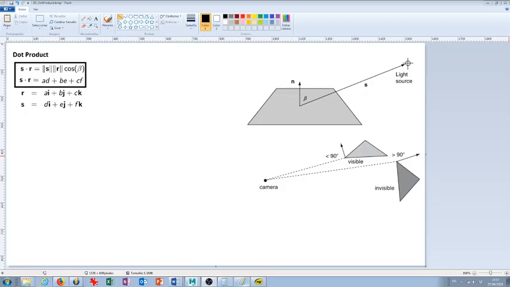The dot product of two vectors results in a number, a scalar, not another vector. The interesting thing about the dot product is that we can find it through these two formulas as seen here.